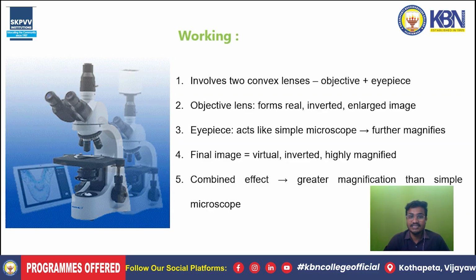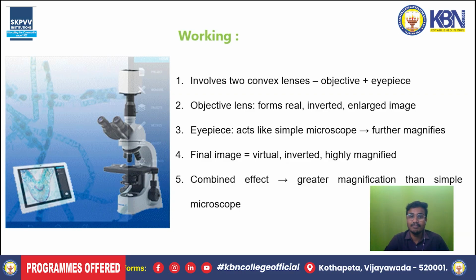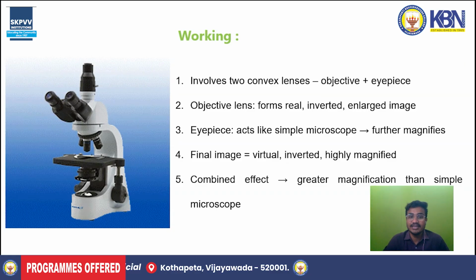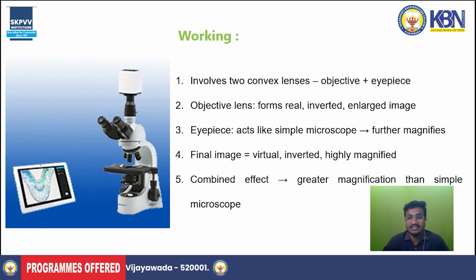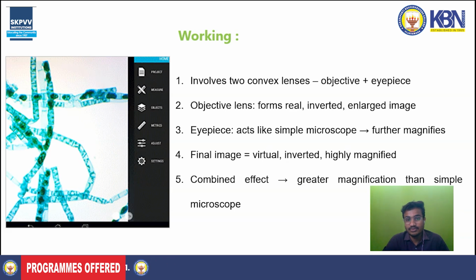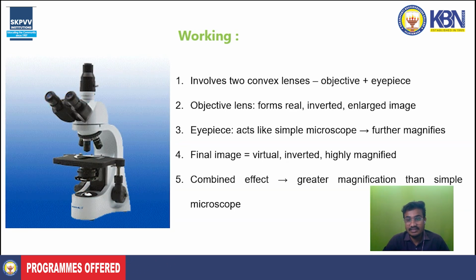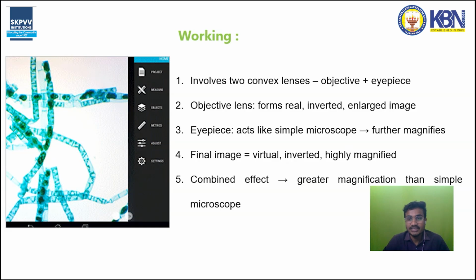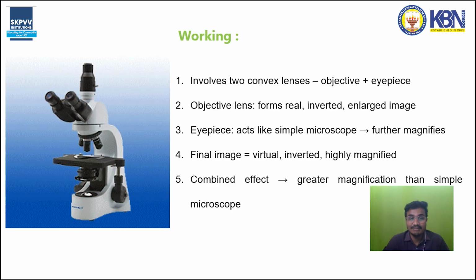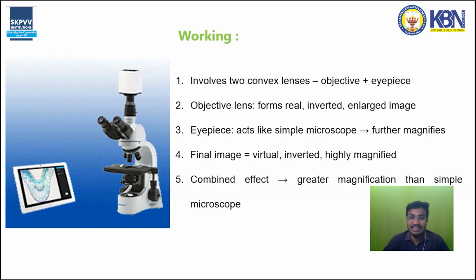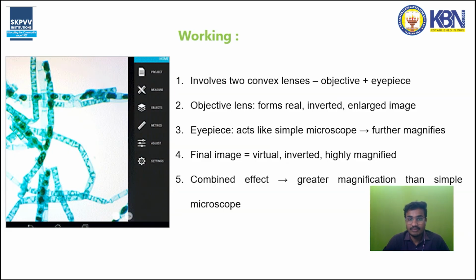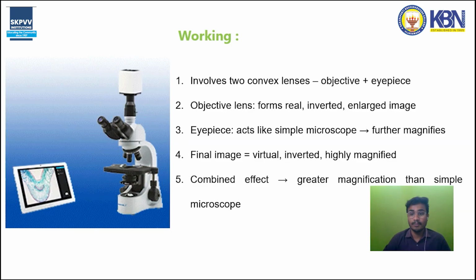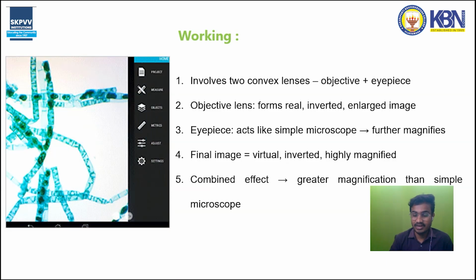This image, the output of the objective lens, will become the object for the eyepiece lens. From the eyepiece, we are able to see a real and enlarged image, just like in a simple microscope. So the final image will be a real, inverted and highly magnified image. From this we can say that the simple microscope has a single convex lens, whereas the compound microscope has two convex lenses called the objective lens and the eyepiece lens.